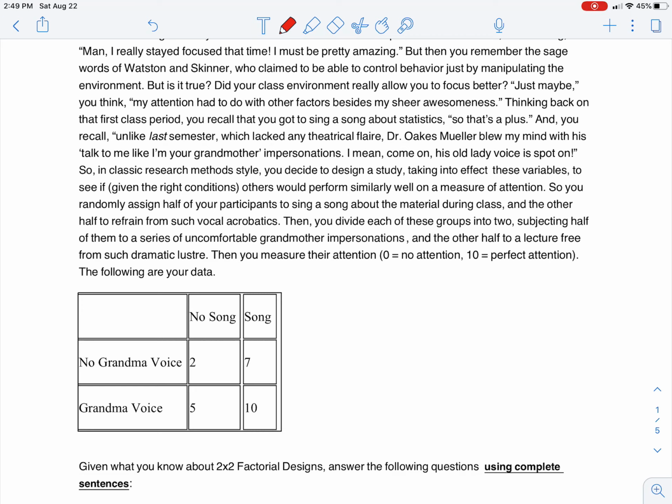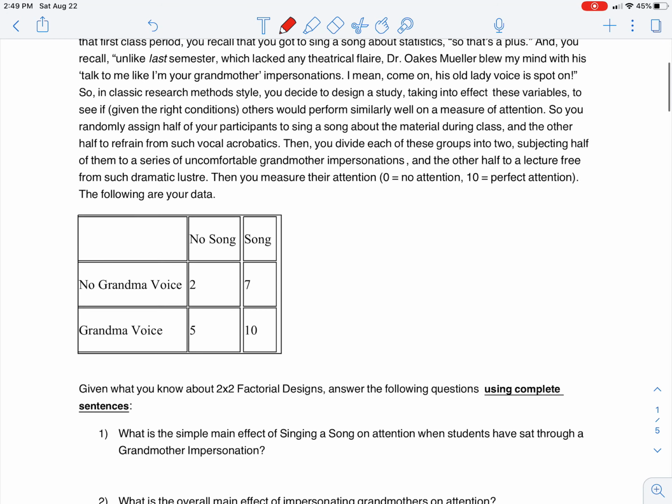So a 0 is no attention at all, and 10 is perfect attention. And the following are your data. Remember, each one of these numbers you see here represents a class or a group mean. So here, what we see is that on average, people who did not sing a song, like 2020, and had no grandmother voice had attention levels of 2. People who did not sing a song and had grandmother's voice, you could think of this as our class, you've had no song, but you've had grandma's voice, had an average attention level of 5.